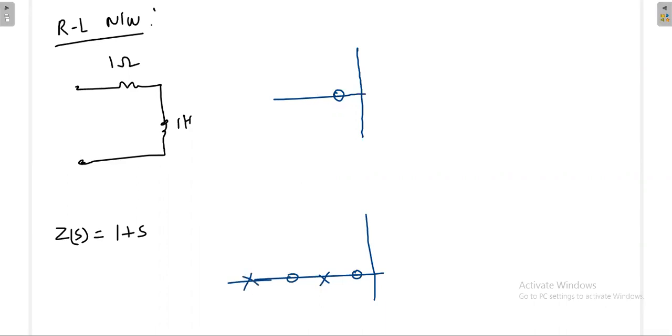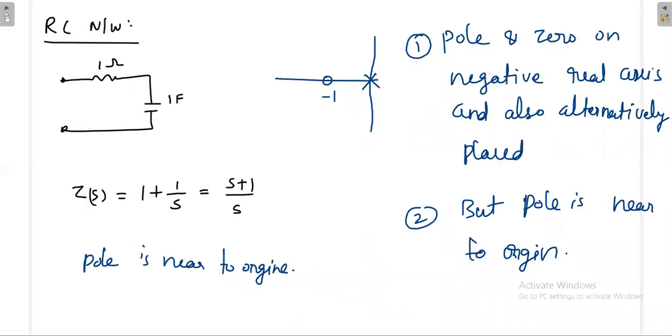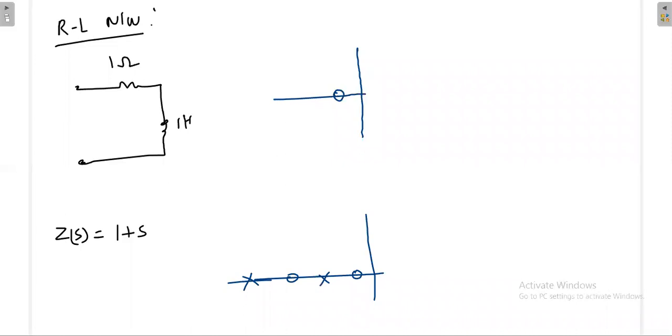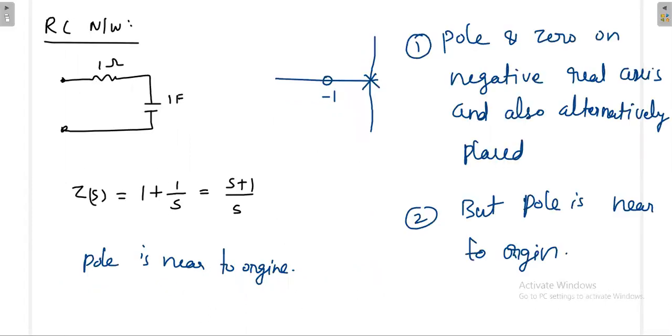So here the 0 is near to the origin. Whenever 0 is near to the origin, what is another idea? The angle will be positive angle, whereas in the previous case the angle will be negative. Angle is negative. In this case the angle is positive.